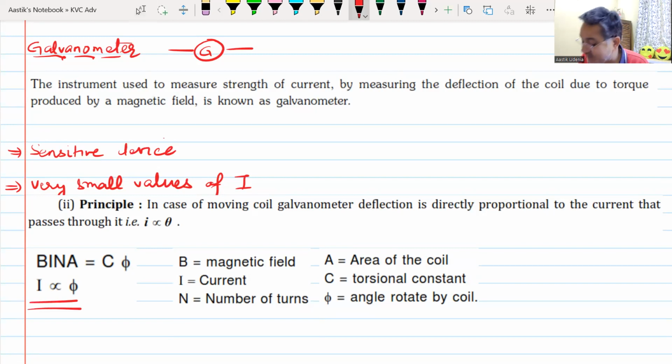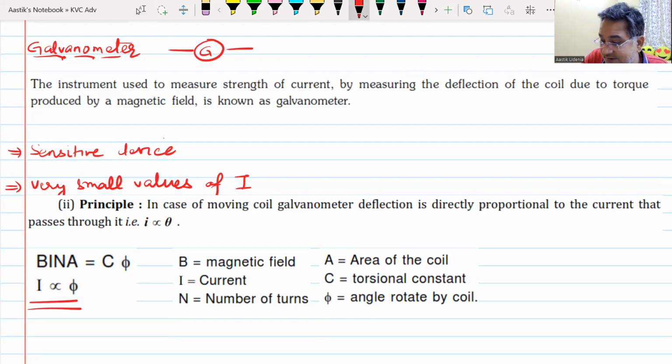So basically we can see that the current in the coil will be directly proportional to phi, the angle through which this coil rotates, and therefore even if a small current passes through this galvanometer, it will deflect. Therefore it is a very sensitive device and it can measure very, very small values of current.